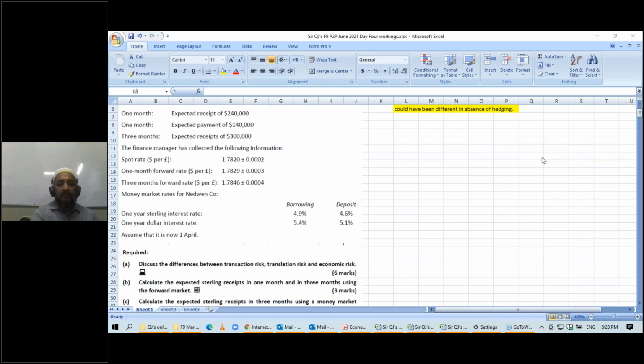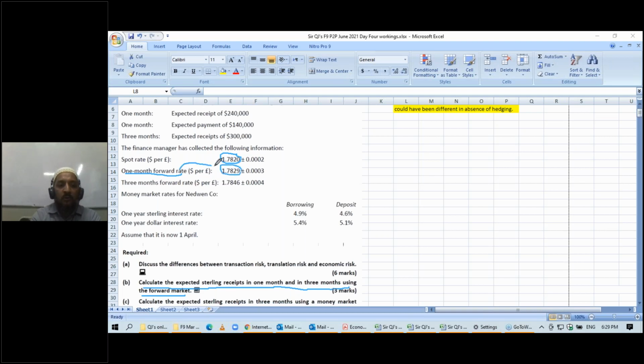So the first requirement we are doing is calculate the expected sterling receipts in 1 month and in 3 months time using the forward market. So what do we mean by forward market? That we go to the bank and we ask the bank to agree a rate at which the bank will exchange the foreign currency at a future date. Like the spot rate over here is 1.7820, right? But the 1 month forward rate is 1.7829. So this is different.